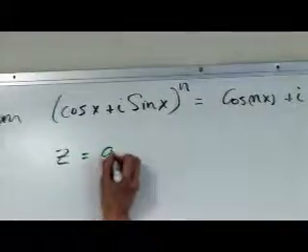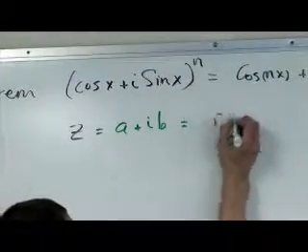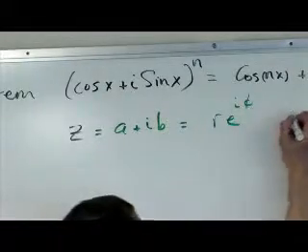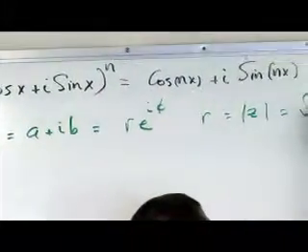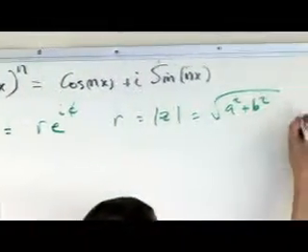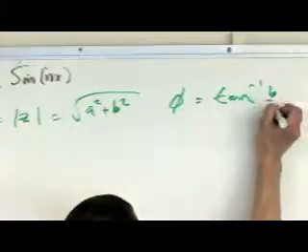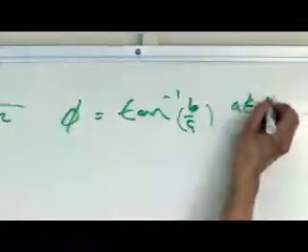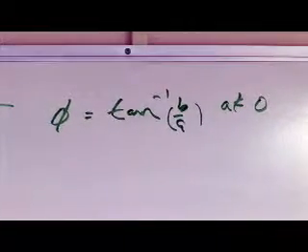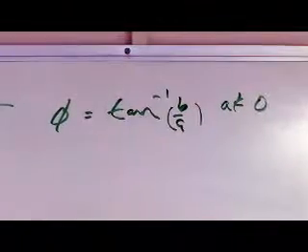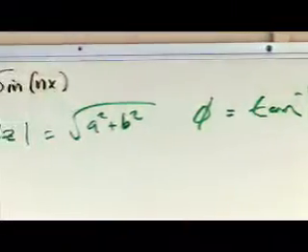z, which is a plus ib, is the same as r e to the i theta, where r is the norm of z, which is the square root of a squared plus b squared, and theta is equal to the arctangent of b divided by a, if a is not 0, of course. If a is 0, it's obviously straight up or straight down. If b is positive, it's 90 degrees. If it's negative, it's 270 degrees, or 3 pi over 2.